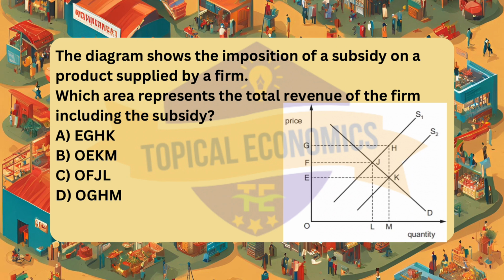The height of the rectangle would be the price the firm receives, which is the price consumers pay plus the subsidy. The width of the rectangle would be the quantity of the goods sold, at the new equilibrium after the subsidy. This area captures both the price the firm receives from consumers and the subsidy the government provides to the firm. The total area represents the total revenue received by the firm, including the subsidy. In this question, this is seen in option D. The total revenue area will be rectangle OGHM.